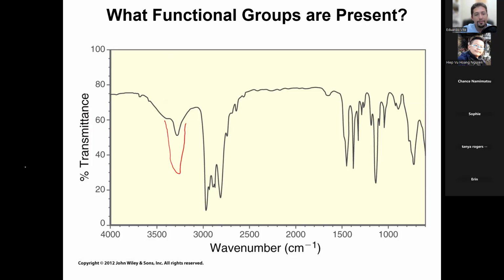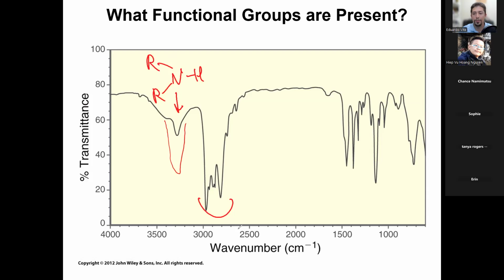Clear all the drawings. I don't know if they're cleared or not. I'm having a hard time with the drawing here. But anyway, this is your NH right there. This is your NH right there. And then there's one R, and another R. What's this over here at 3000?